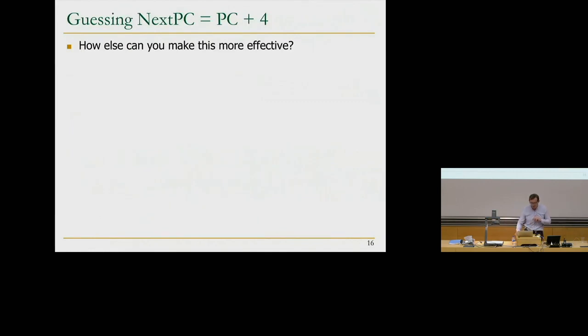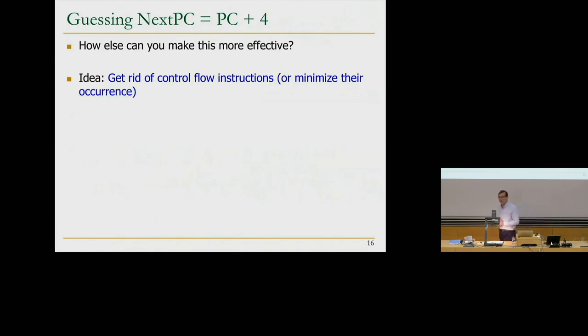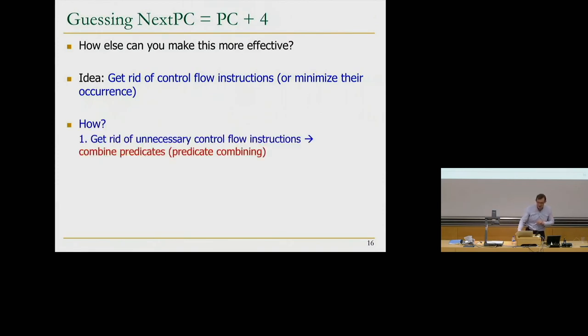How else can you make this more effective? If you're guessing the next PC is program counter plus 4, you get rid of control flow instructions, or minimize their occurrence somehow. There are two ways of doing it. One is to use fewer branches in the code. This is called predicate combining. Basically, if you have a lot of branches in your code, maybe you can combine them into a single branch.